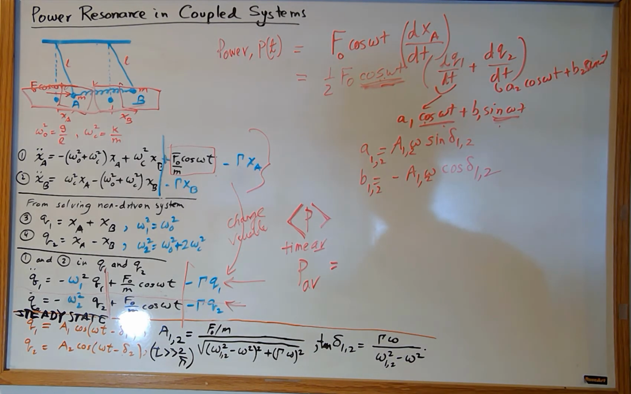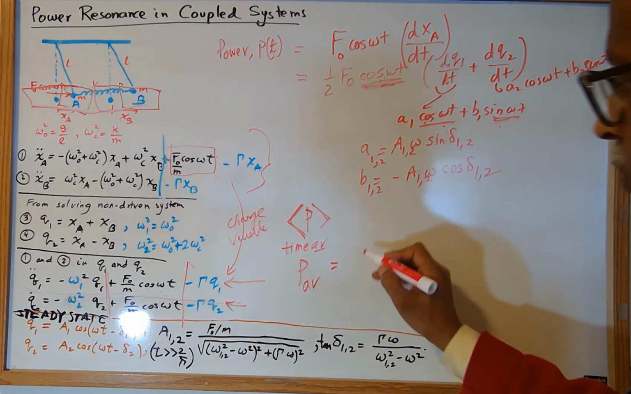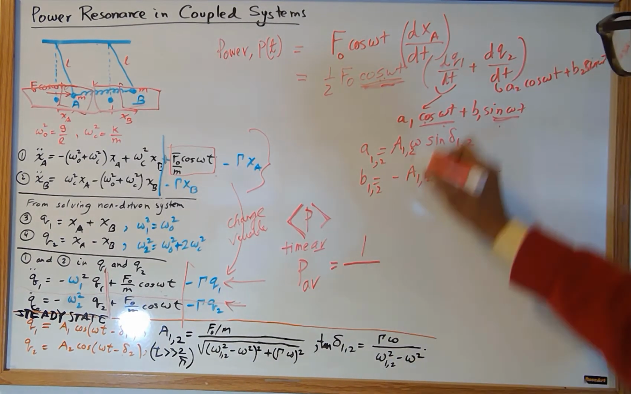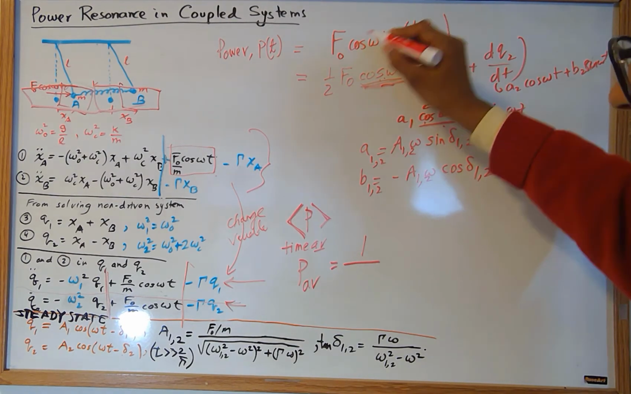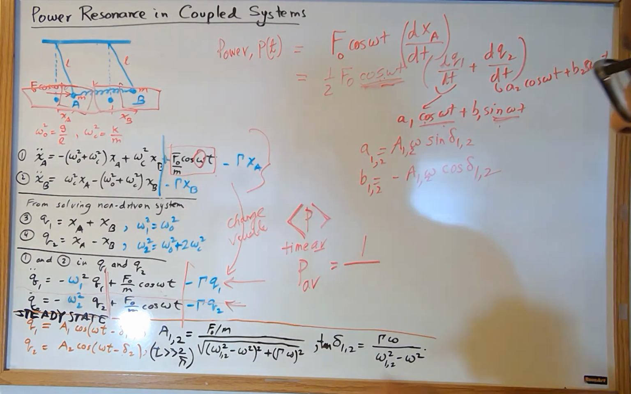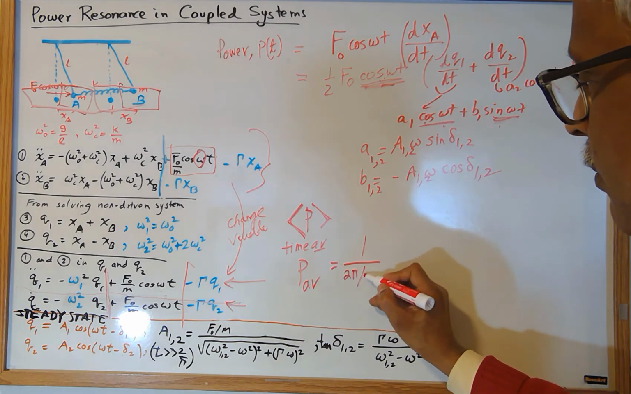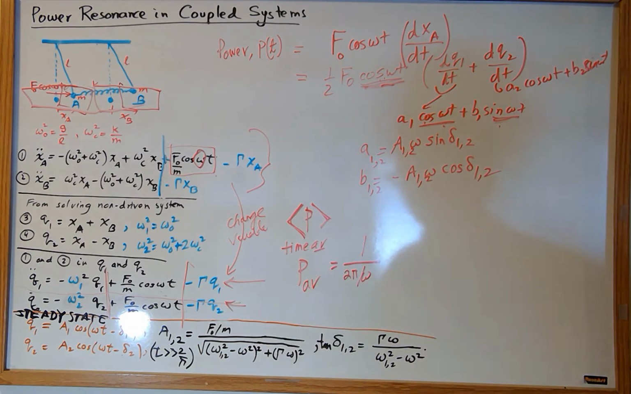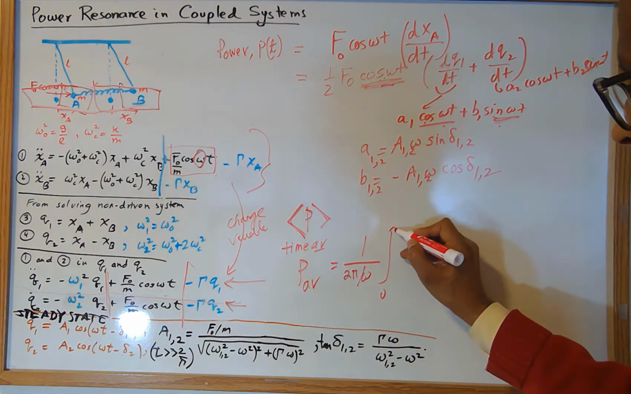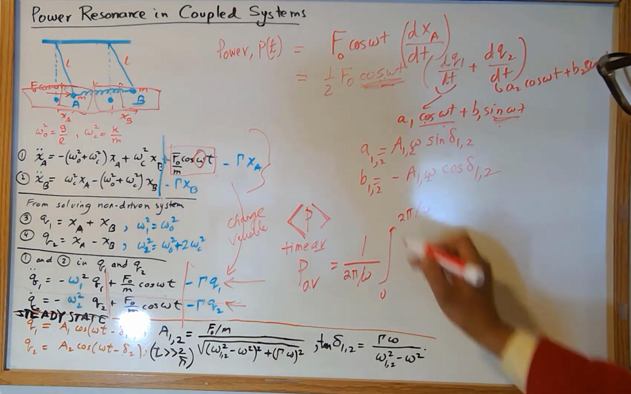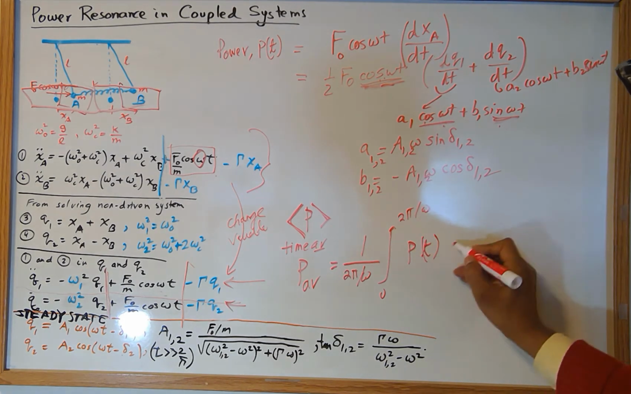A time average means I integrate over one period. The period of this force is 2 pi over omega. That will be one period, so I integrate from 0 to 2 pi over omega, and I take P of t dt.